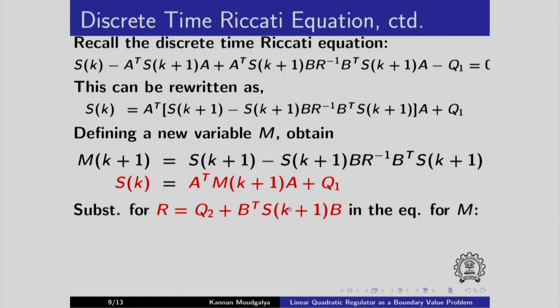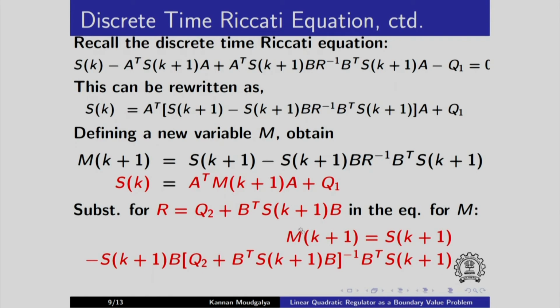In the place of R we will substitute this, so I get this M of k plus 1 equals S of k plus 1, which is this, minus S of k plus 1, which is this, B is there, R inverse, B into R inverse, and then B transpose S of k plus 1. And recall the boundary condition for S, we already derived this. If you go back you will see this written in red, so Sn equals Q1.